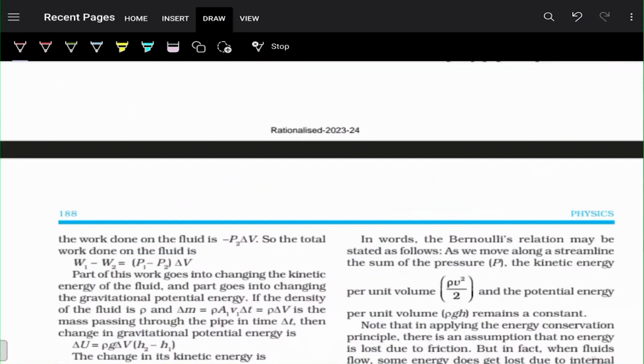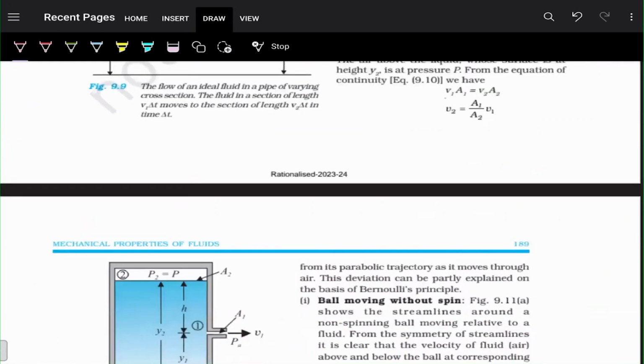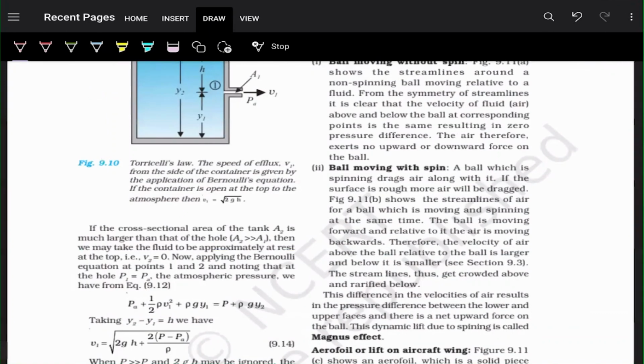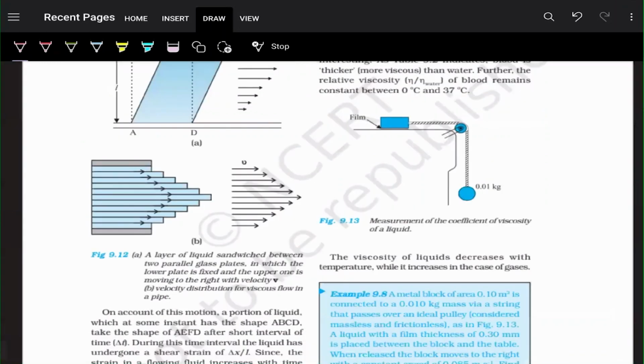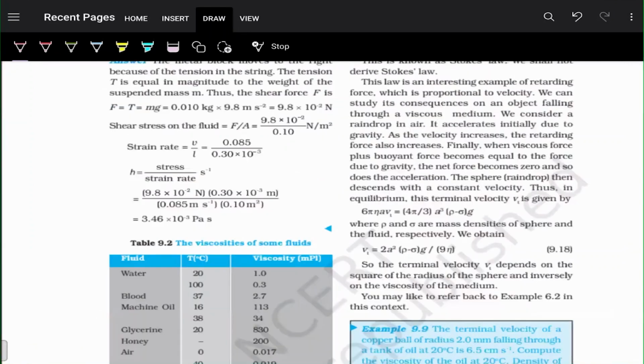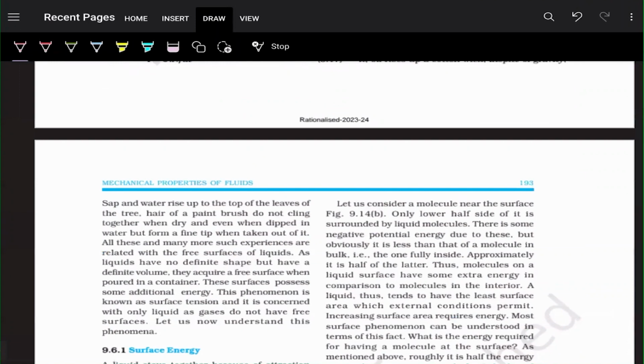We have done speed of efflux, then Torricelli's law, dynamic lift. Last class we discussed viscosity. Then Stokes law also, F is equal to 6 pi eta RV. So today let's start surface tension.